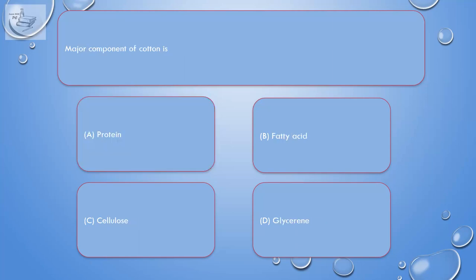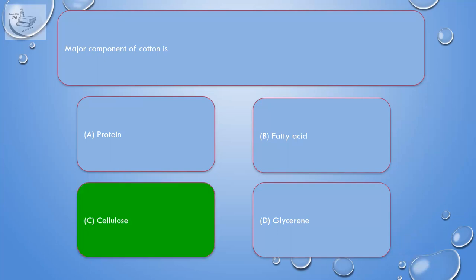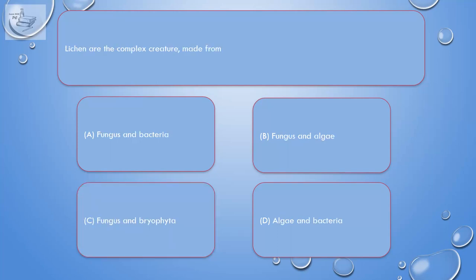Question: major component of cotton is A. Protein, B. Fatty acid, C. Cellulose, D. Glycerine. Correct answer is C. Cellulose. Question: lichen are the complex creature made from A. Fungus and bacteria, B. Fungus and algae, C. Fungus and bryophyta, D. Algae and bacteria. Correct answer is B. Fungus and algae.